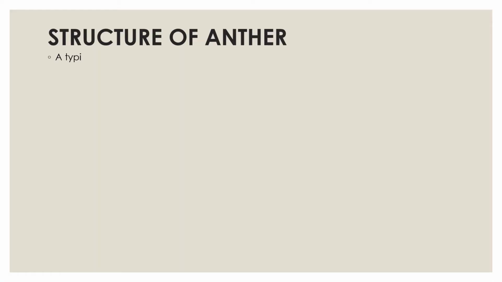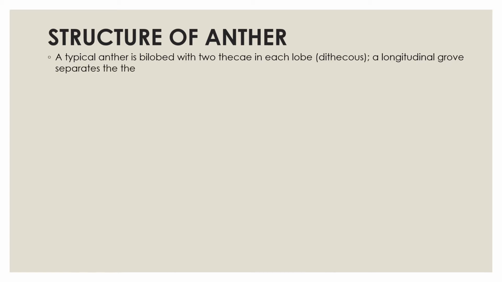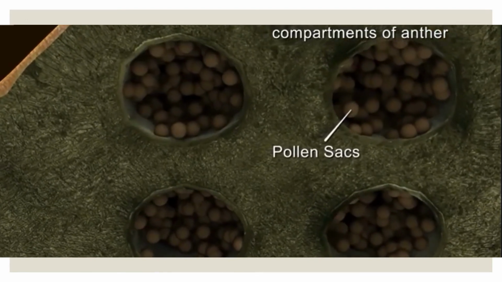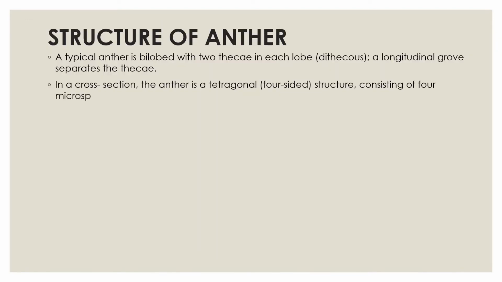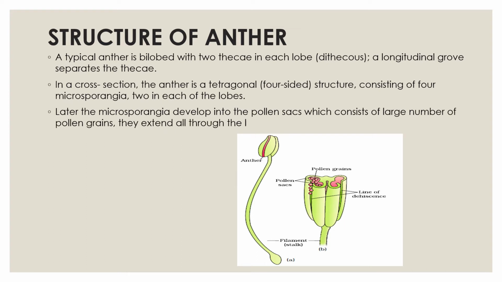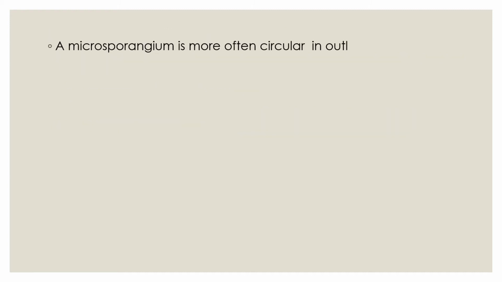So this brings us to the structure of the anther. A typical anther is bilobed with two theca in each lobe. That is why it is known as dithecous, with a longitudinal groove which separates the theca. In a cross section, the anther is tetragonal, that is a four-sided structure consisting of four microsporangia, two in each of the lobes. Later, the microsporangia develop into pollen sacs, which consist of a large number of pollen grains. They extend all through the length of the anther. A microsporangium is more often circular in outline and is surrounded by four wall layers.